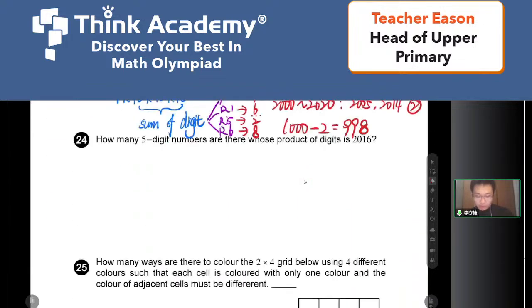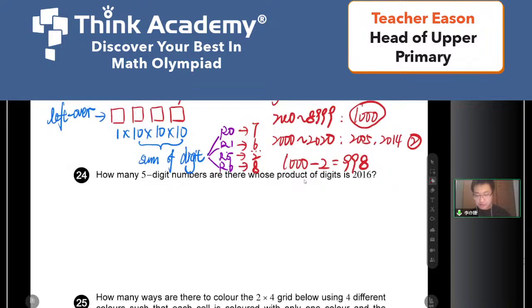Then we move to question 24. How many 5-digit numbers are there whose product of digits is 2016? Actually, we just want to write 2016 as the product of 5 one-digit numbers. So how many ways are there? We know that 2016 is equal to 2 to the power of 5, times 3 squared, times 7. So we want to divide it into the product of 5 one-digit numbers. Now we can be sure that there must be a 7, because 7 cannot be part of 14 or something, right?